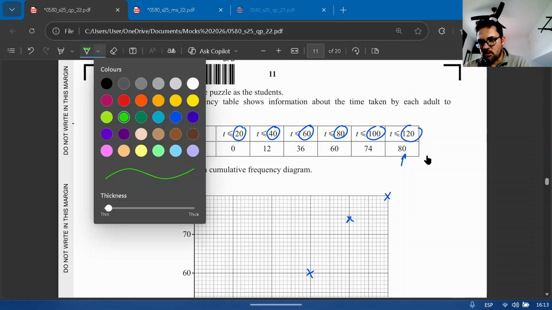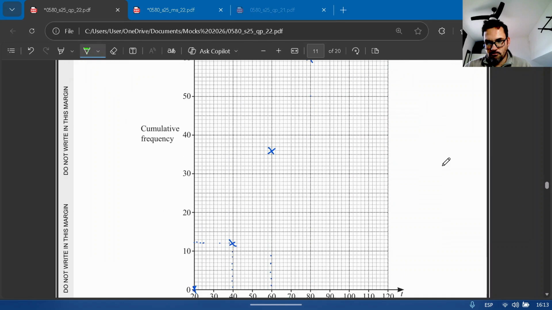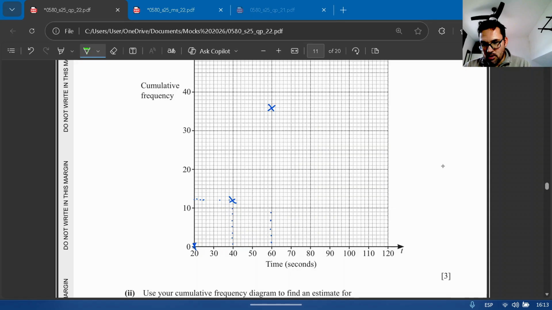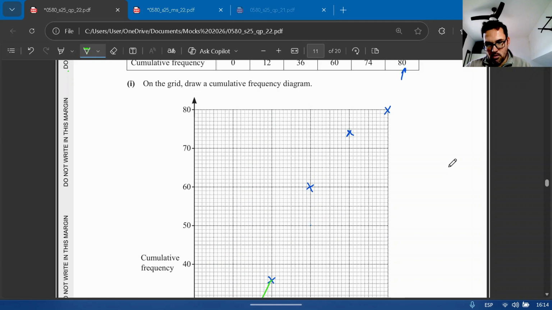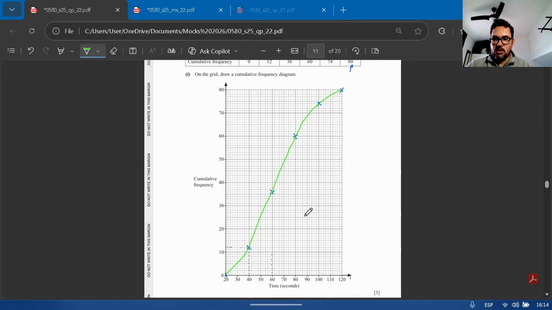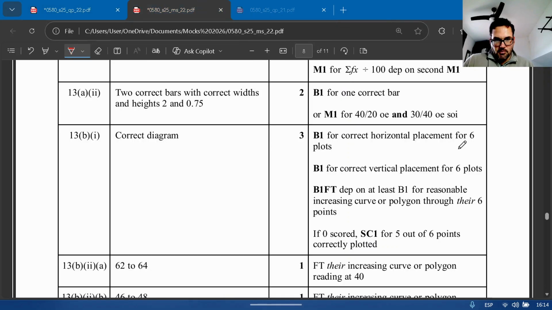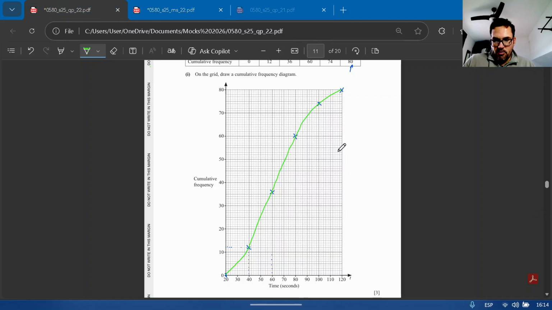Okay, again, use your pencil. And without a ruler this time, smooth curve. No ruler needed. It's got that distinctive shape all cumulative frequency graphs have. Three easy points here. Remember to use the upper values.